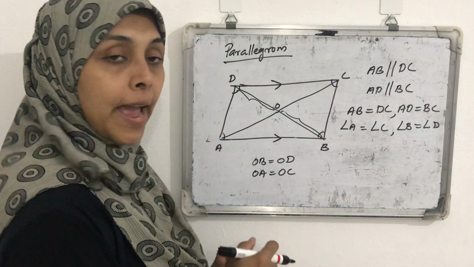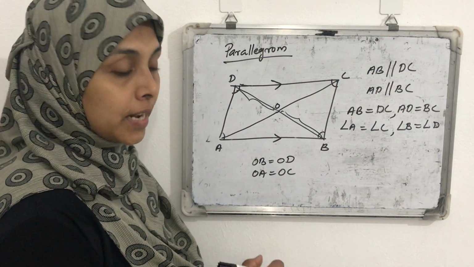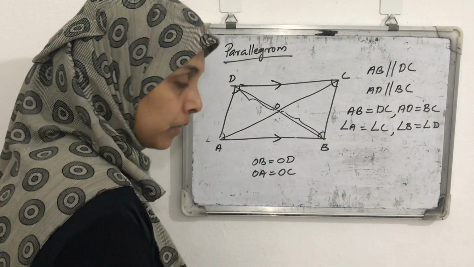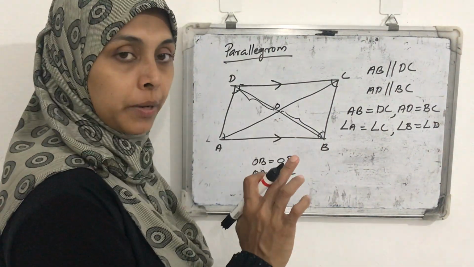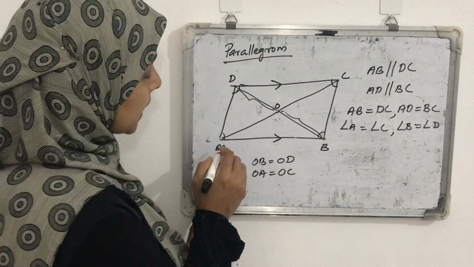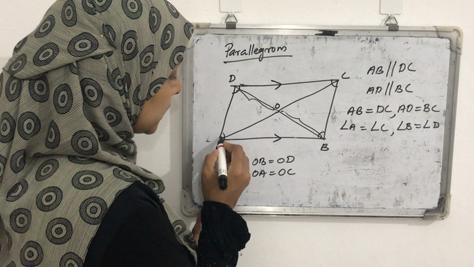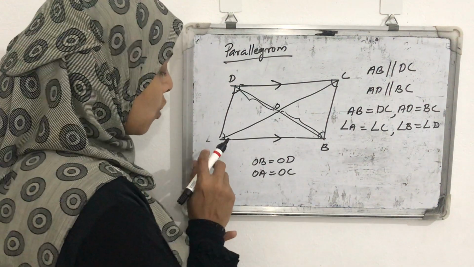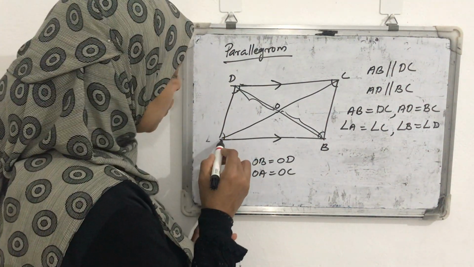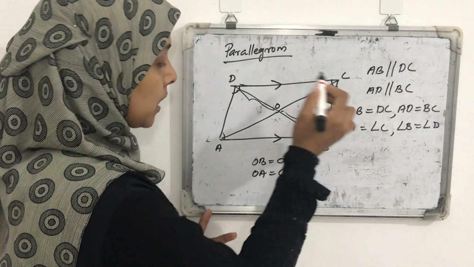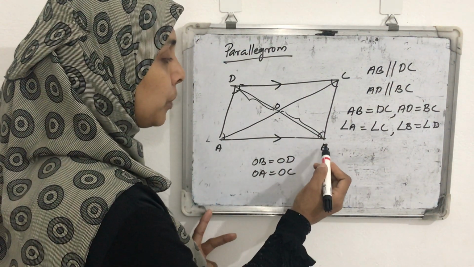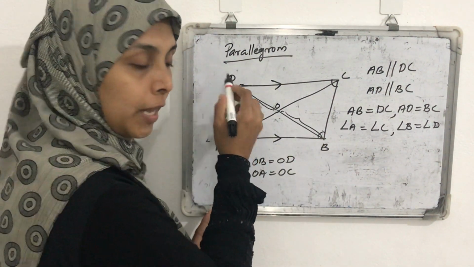And also one more property is there. The adjacent angles form supplementary angles. What is supplementary? The sum of the angles will be 180 degrees. Which are the adjacent angles of A? Angle A has two adjacent angles. Opposite angle we already learned. What is the opposite angle of A? Angle C. So what will be the adjacent angles? One adjacent angle is B, another adjacent angle is D.